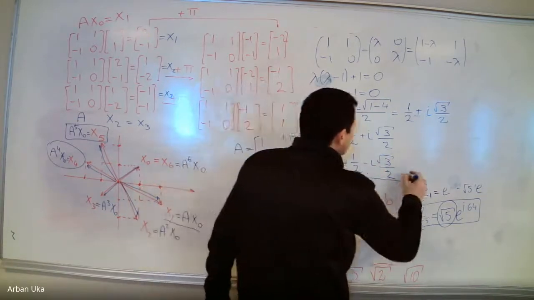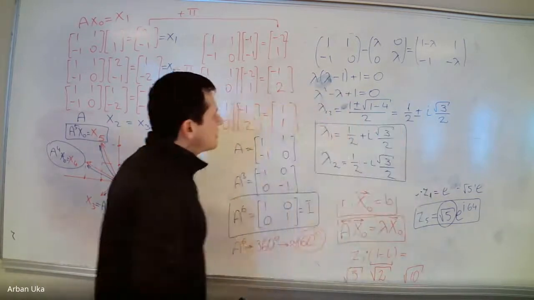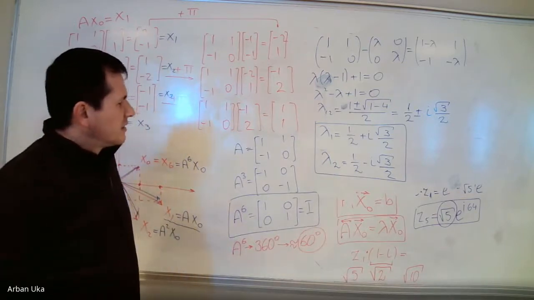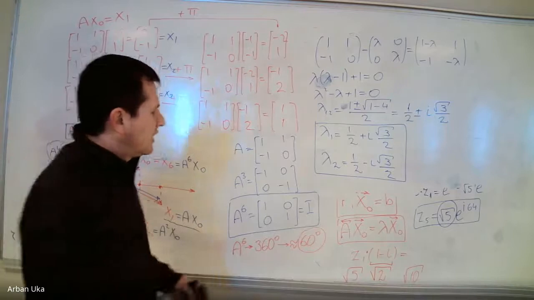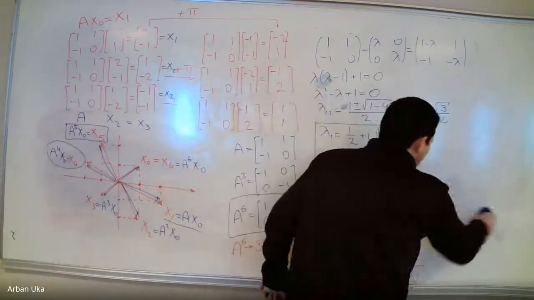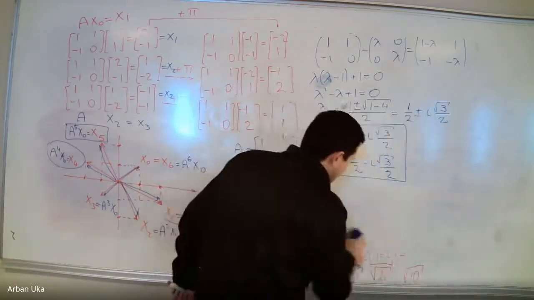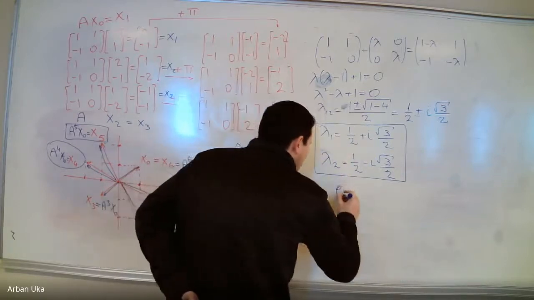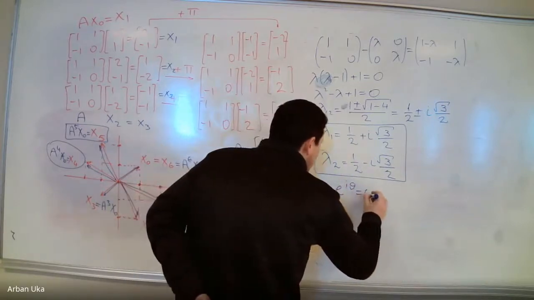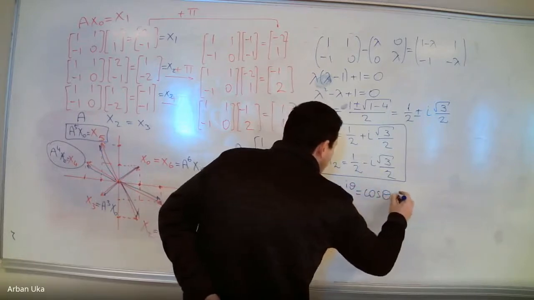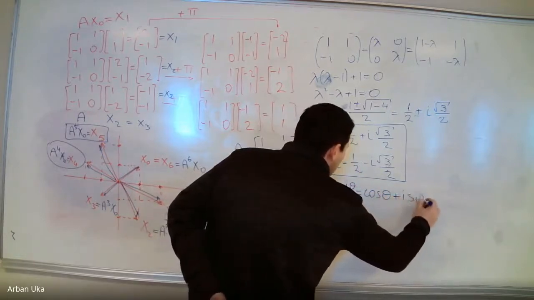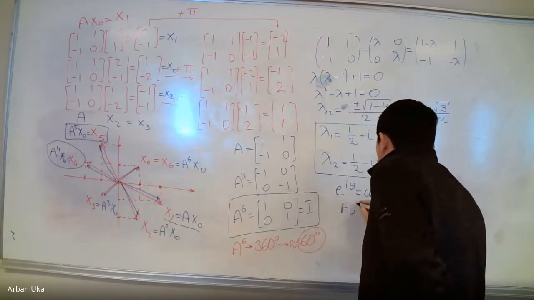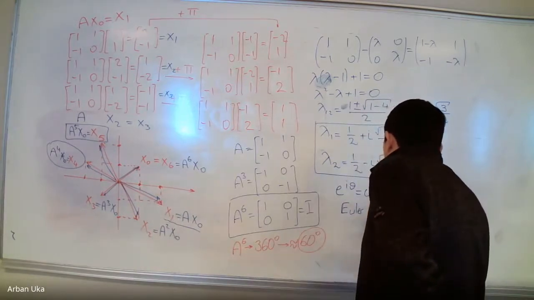Now, I want you to look carefully. These are complex numbers, right? And you know Euler identity. You are specialists in complex numbers. So we know that e to the power i theta is equal to cosine theta plus i sine theta. This is called Euler identity.